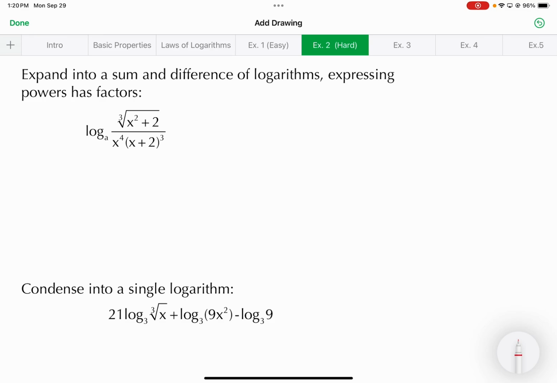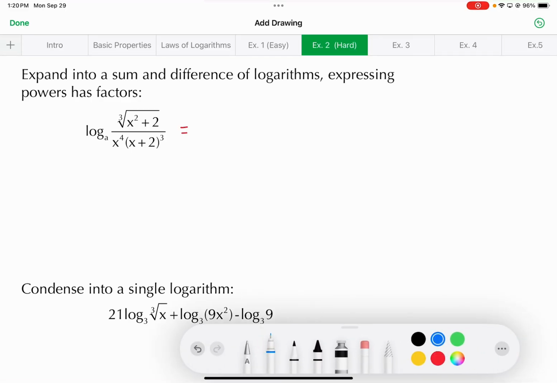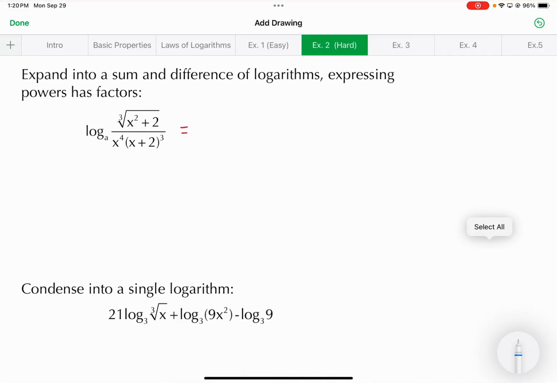Top or bottom? I'm thinking the top. So if we want to take a moment, which I think would benefit us, switch back to, oh no, we'll go to blue. It's Guardians Day. Log base A of quantity x squared plus 2 to the 1/3 power. We okay with that? Set a cube root. My denominator, there's not much I'm going to change.